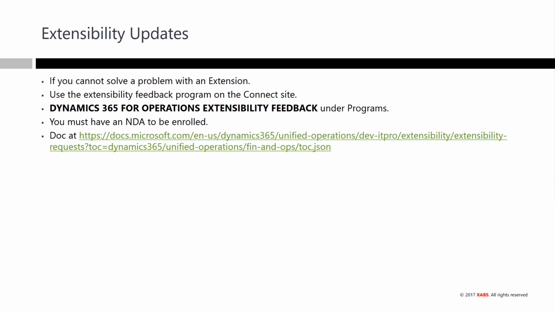Microsoft, as you know, is going to lock down the application layer of Dynamics 365 for operations. So it's very important: if you have any problems using the extension model and getting rid of any customizations you're doing by overlayering, then go here. You must have an NDA to be enrolled, but if you have an NDA and you cannot solve the problem, go to the Operations Extensibility Feedback Program and talk to Microsoft about it, because they want to lock it down, and they will help you figure out how to solve the problem you have using extensions. Okay, so this is important.